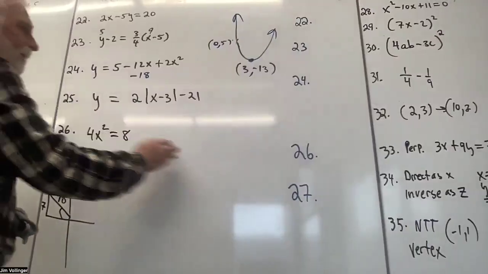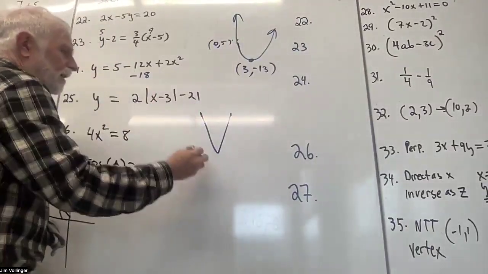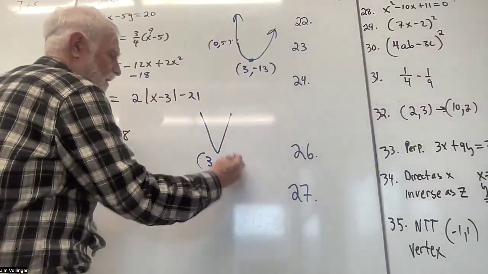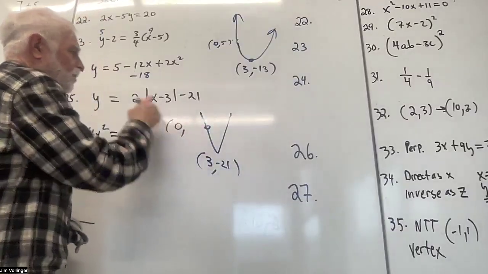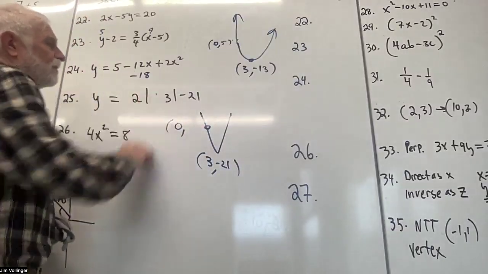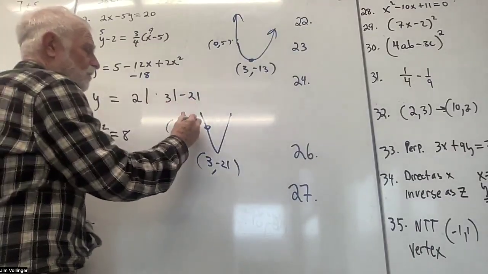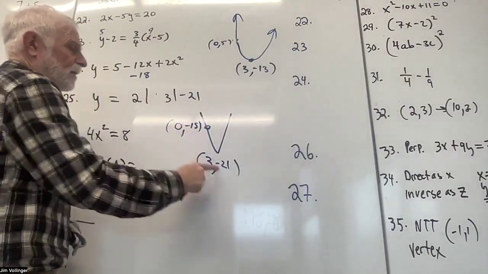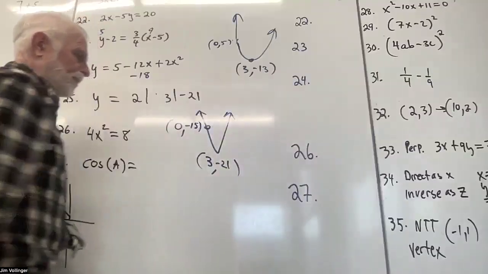All right, V shape up, 3, negative 21. I like the y-intercept, so I always put a 0 in. The magnitude of this is 3. 6 minus 21 is minus 15. That's a bigger number than that. So hopefully no carelessness.